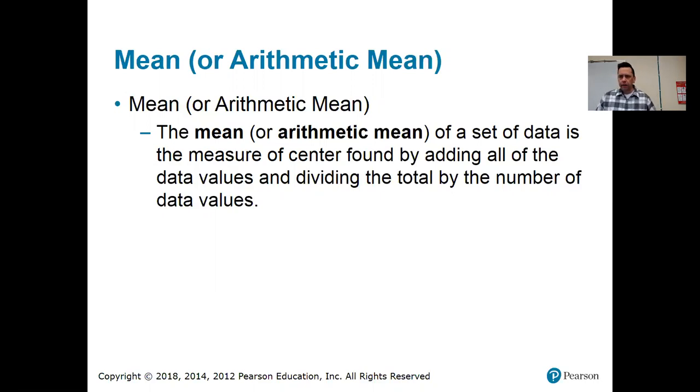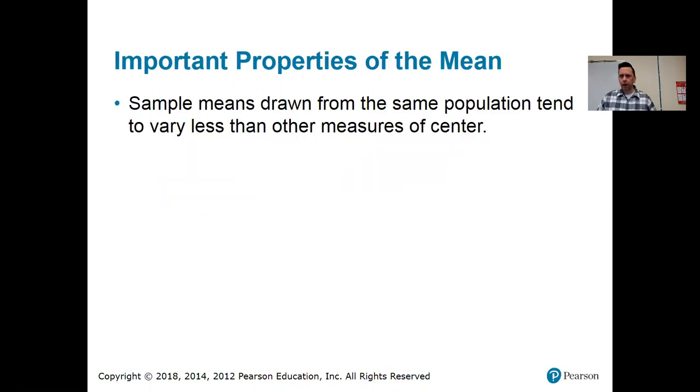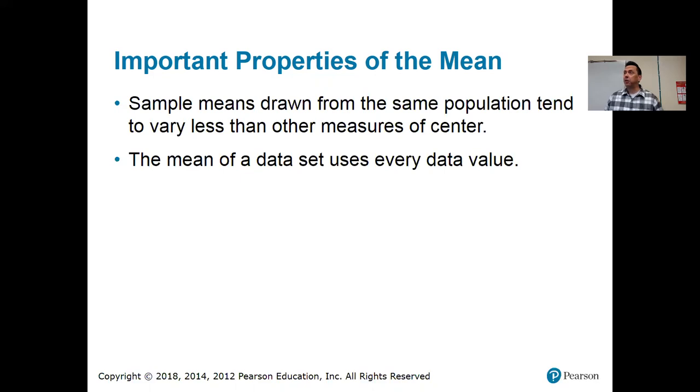All right. So some properties of the mean. Sample means drawn from the same population tend to vary less than other measures of center. I think that's something we're going to be talking about later in the semester. The mean of a data set uses every data value, right? You add up every single value and then divide by how many there are.